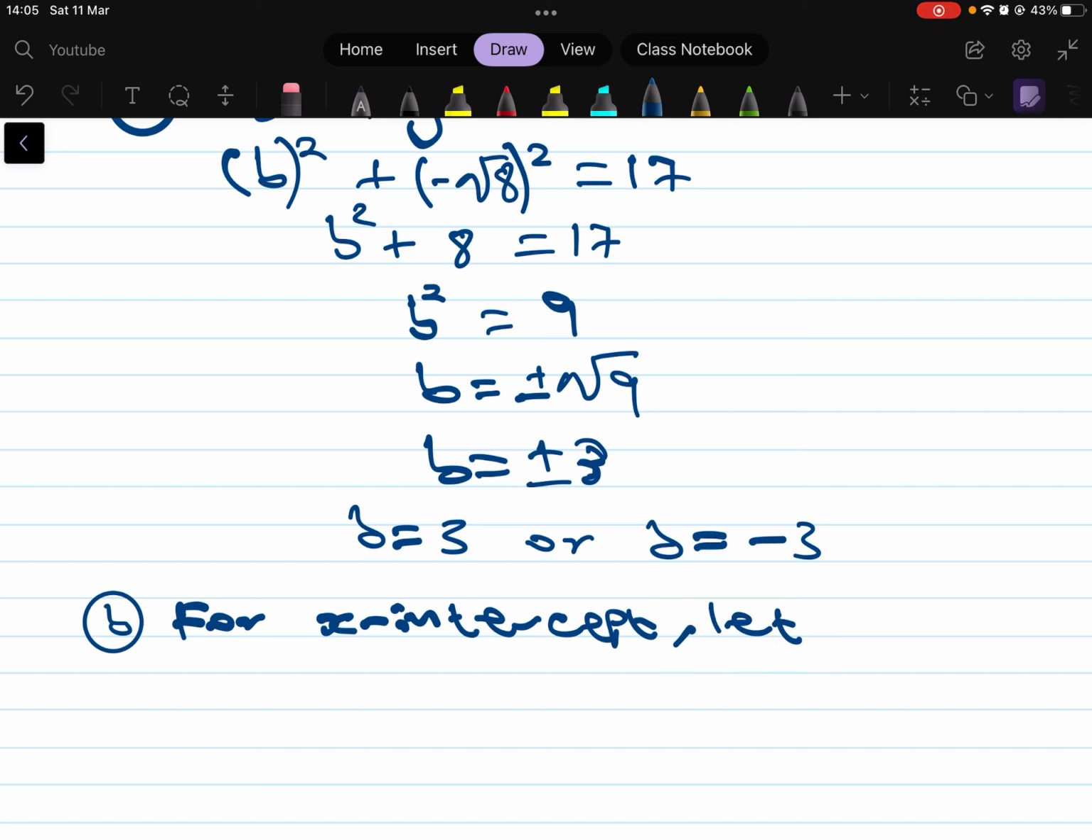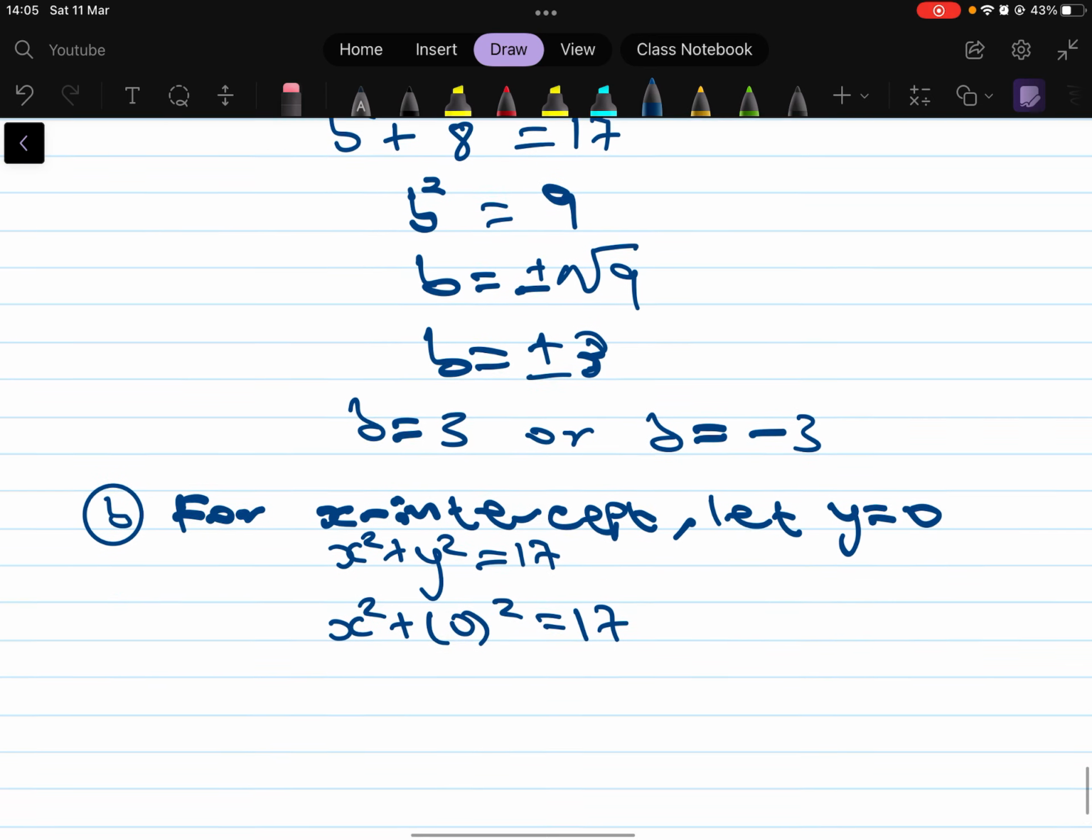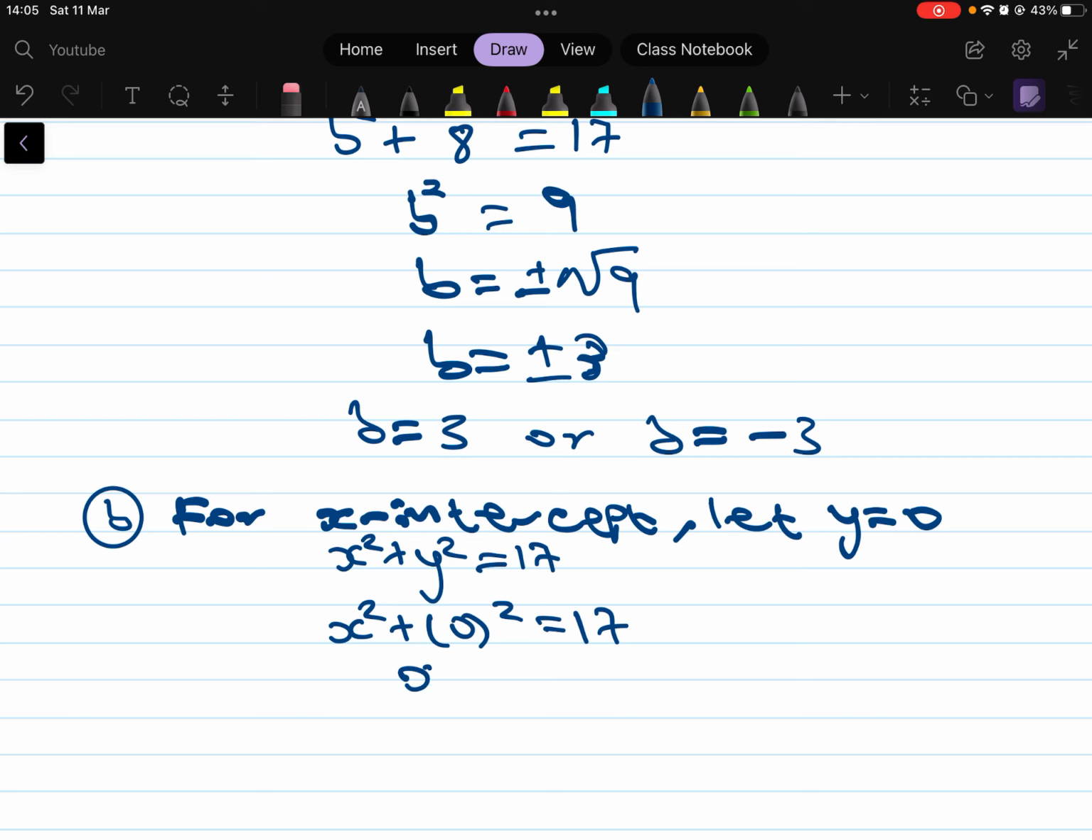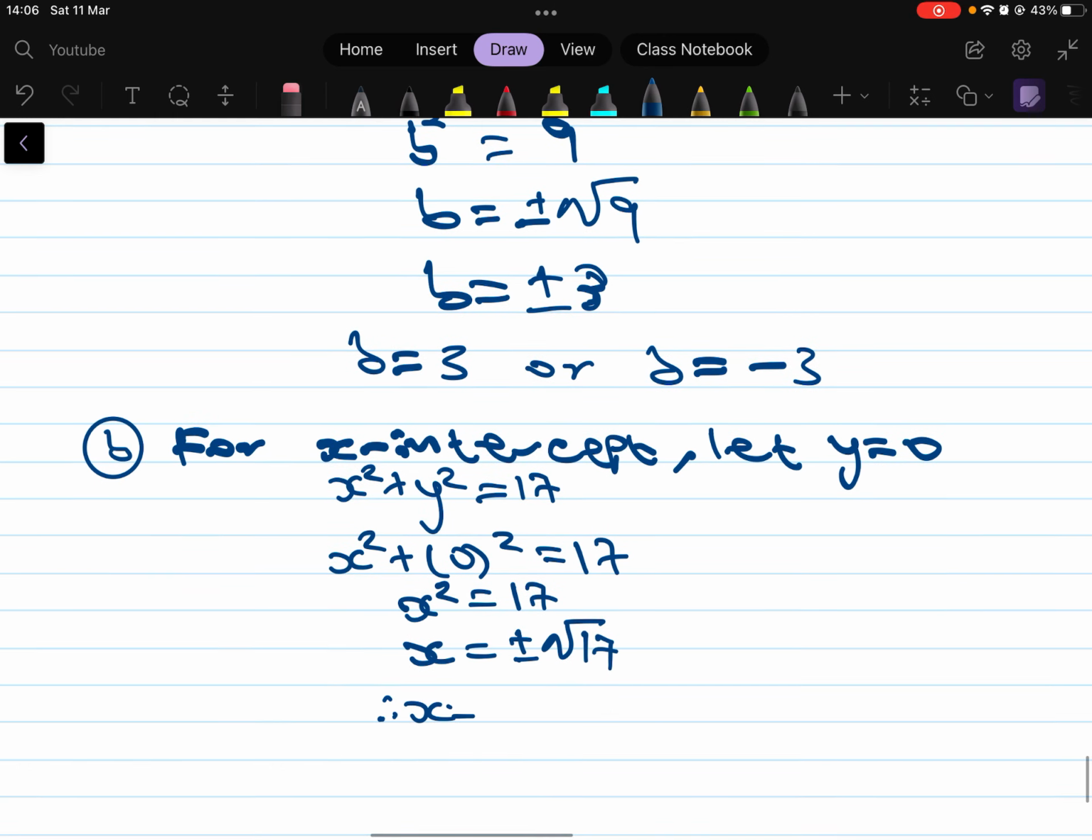that is just let y equal 0. We are given the equation of the circle equals 17. And then letting y equal 0 here, that means we are left with 0 here. Okay, and therefore x squared equals 17. As a result, x is equal to plus minus the square root of 17. Therefore, x equals the square root of 17, or x equals negative the square root of 17.